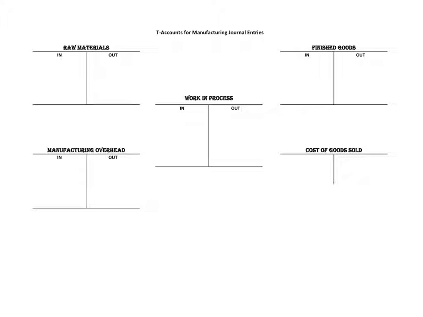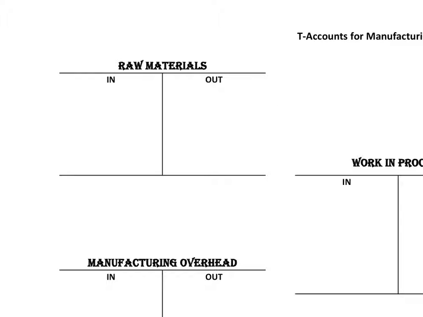Let's get started labeling the inputs and outputs of each of these manufacturing T accounts, beginning with raw materials. Raw materials is an asset, so it increases with a debit and decreases with a credit, and it is going to have beginning balances and ending balances on the normal side.